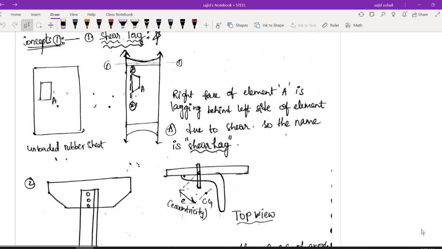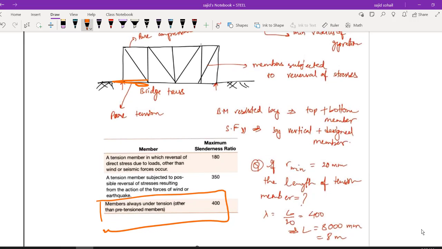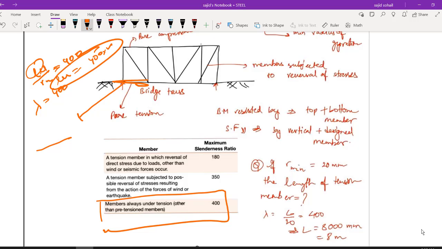So let us see what are the important slenderness values which you have to remember for our tension members. First, a member always under tension, subjected to pure tension. In this case my slenderness ratio can be up to 400, which means quite a long member is possible. L effective divided by minimum radius of gyration can be up to 400. That means your L effective is 400 times your r minimum, which is very large. You can even have very long members subjected to tension without much problem.